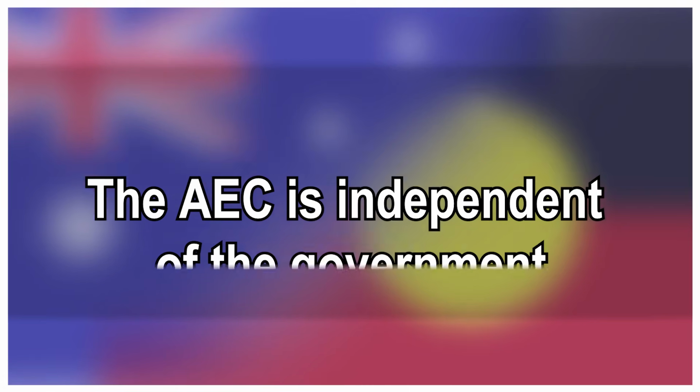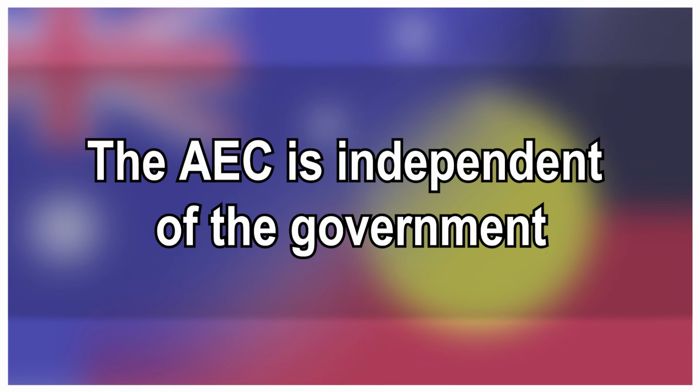So for starters, the AEC is independent of the government. The Electoral Commission is not controlled by the government. It has one purpose, and that is to maintain an impartial electoral system. Not every country in the world has an independent electoral commission, but we do, so 5 points to us.